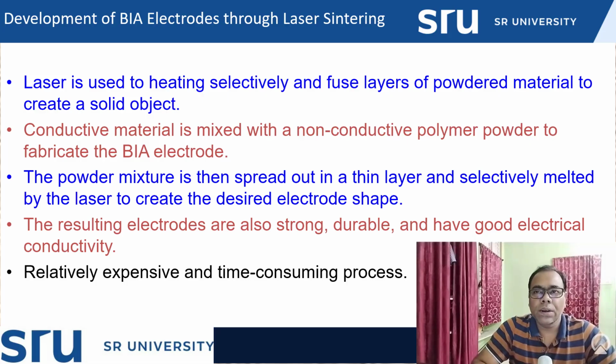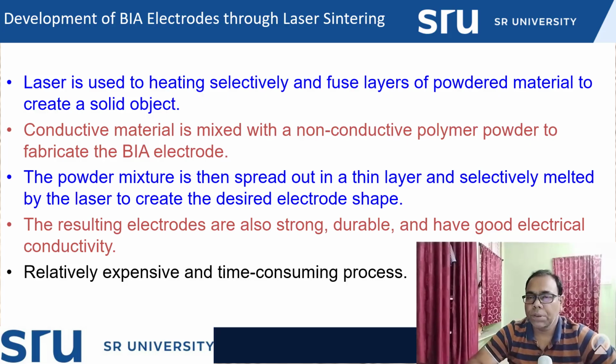Conductive material is mixed with the non-conductive polymer material to fabricate the BI electrode. One can mix conductive and non-conductive material, both can be used for making the BI electrode, because here we always need the electrode itself to be conductive so that passing of the current is possible. Unless passing of electrical current is possible, the printed part cannot be used for this application. Similarly, the powder mixture is then spread out in a thin layer and selectively melted.